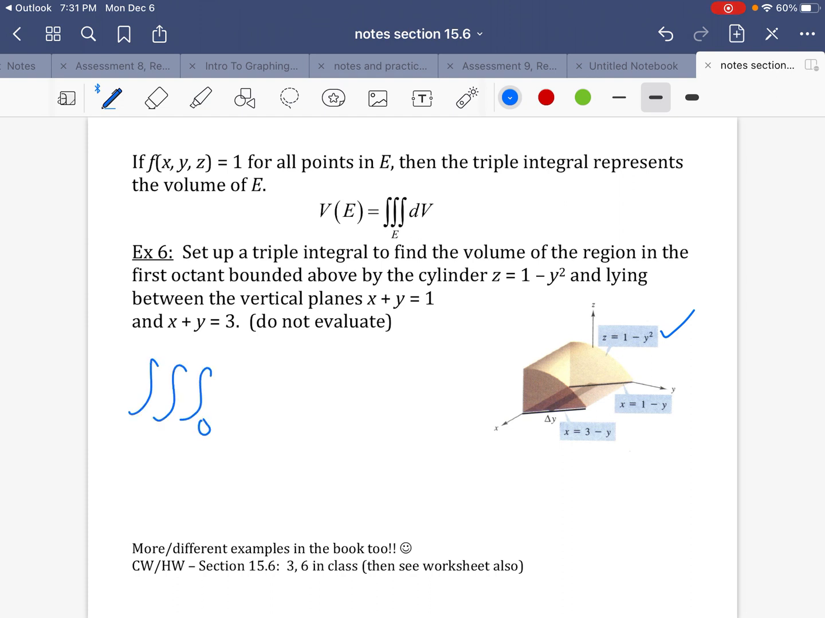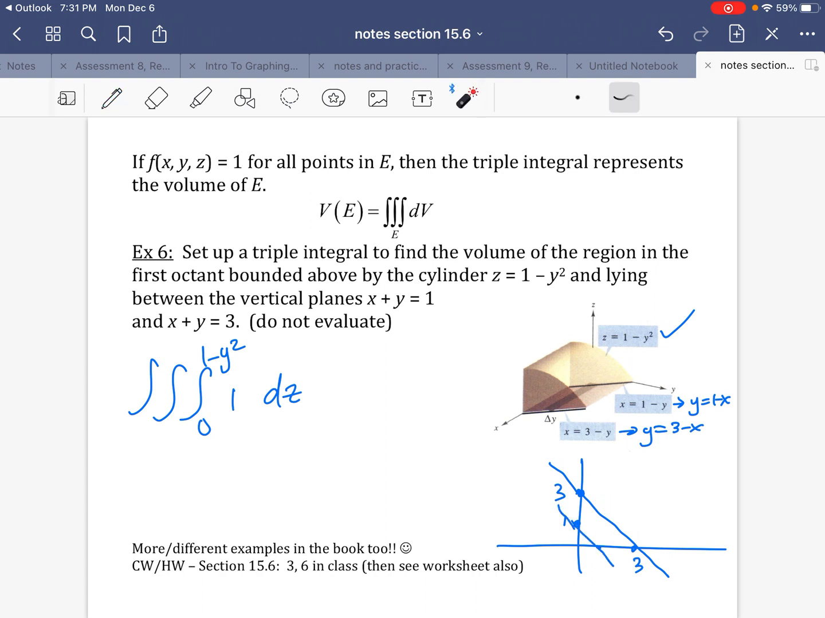We're going to make that our inner integral, 0 to 1 minus y squared. That's going to be dz. And we want volume, so a 1 right here. But the floor, the xy plane. So we're going from x equals 3 minus y. This equation is also y equals 3 minus x. So it starts at 3 and goes down 1 over 1. It hits at 3. So you have that line right there. Now, this one back here is also y equals 1 minus x. So this starts at 1 and goes down 1 over 1, so it hits at 1.